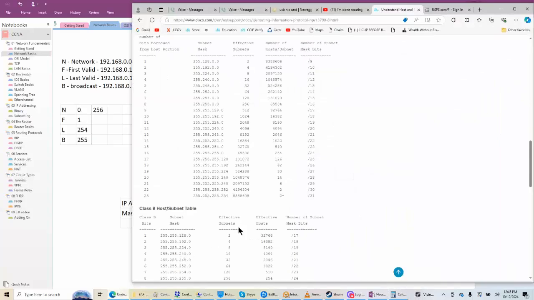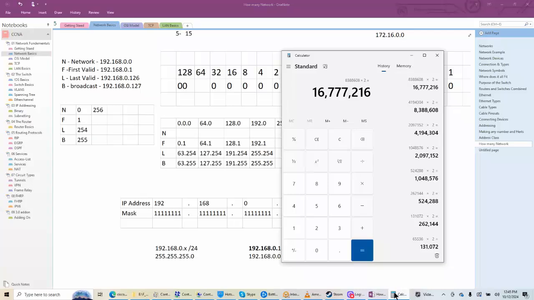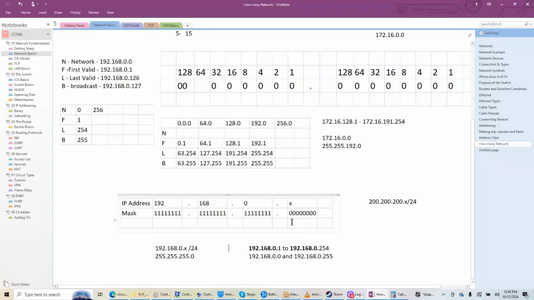I'm still not finding the chart that I want to see, but that part's fine. What this is telling me is that with the 24 bits on, I'm going to have 16 million possible networks. With our 8 bits on, that's 2, 3, 4, 5, 6, 7, 8. That gives me a possibility of 256 hosts minus the 2. Now what I'm going to do, going from left to right, is borrow a bit.